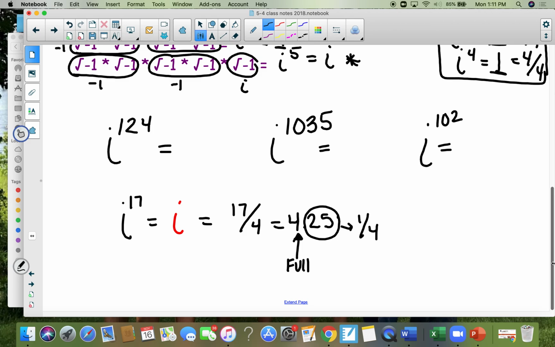So here we go. Everybody take 4 and divide it into 124. And that makes exactly 31 times. I went through it 31 times.